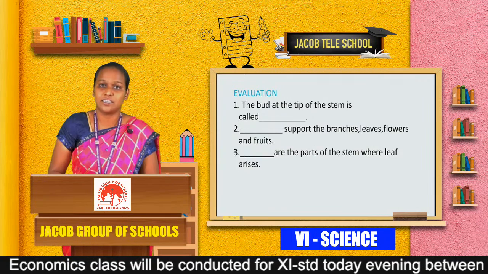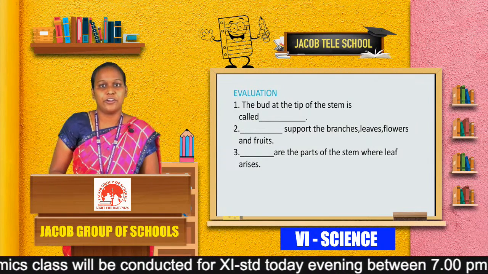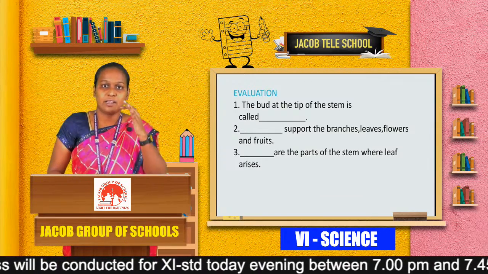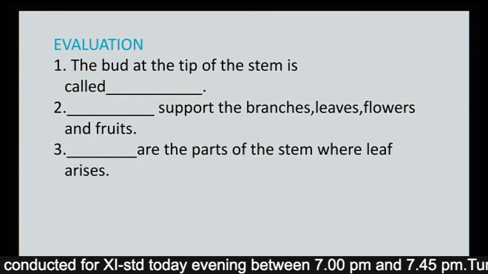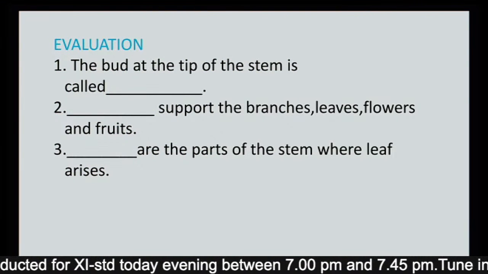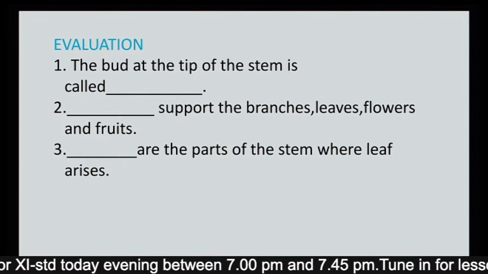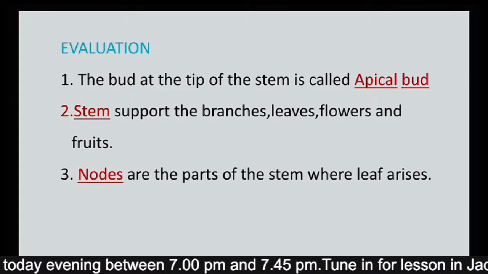Evaluation for the stem. The bud at the tip of the stem is called dash. I already told you what is the name of the tip of the stem-ல bud present ஆச்சுனா அதுக்கு என்ன name சொன்னோம். Next one, second one, dash support the branches, leaves, flowers and fruits. And third question, dash are the parts of the stem where leaf arises. So answer for these questions.